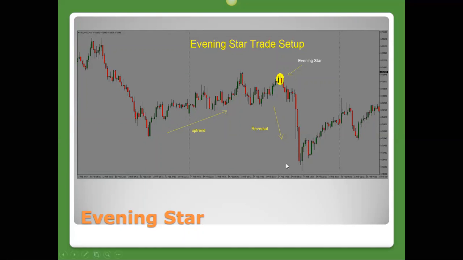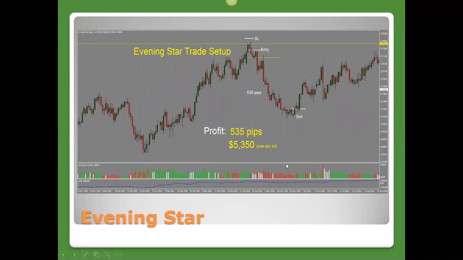So let's take a look at another example. This is another evening star trade setup. Here is our support and resistance area at 78.20-ish. In this case, we have price going up, and then we get this evening star pattern. This is the daily chart. Like I said before, you can use this on all kinds of different time frames. We're not tied to a particular time frame.